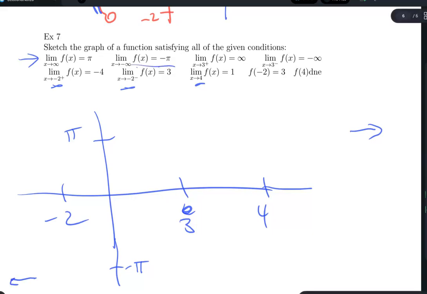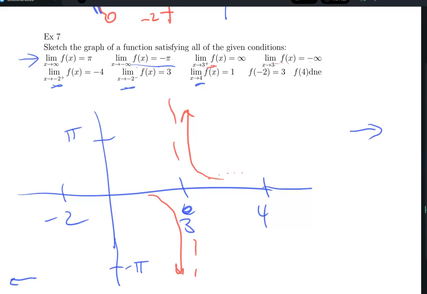As I'm going towards 3 from the positive side, I'm going to infinity. If I go towards 3 from the negative side, negative infinity, it's got to be a vertical asymptote there. So those are both done. Then if I'm going to -2 from the positive side, I go to -4. So -4 is smaller than -pi, right? And then if I'm going to -2 from the negative side, I'm going to 3. And 3 is smaller than pi, right?